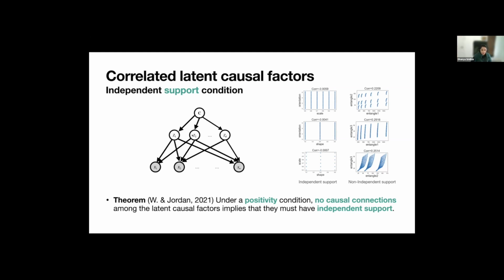Sorry for one more quick question, Yixin. Maybe you'll get to this, but I'm curious: even if there is a causal connection between, let's say, Z1 and Z2, if Z2 was also affected by some Gaussian noise that made it span its full range of values, are there situations like this where you still get independent support? Or when you're making interventions, but they're soft interventions?